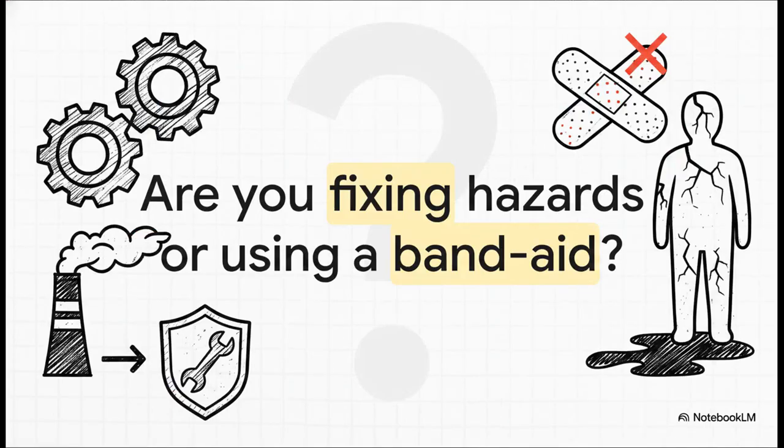Before we wrap up this explainer, I want to leave you with this provocative thought as you head back to your own factory floors. Look really closely at your current safety measures and ask yourself, are your controls actually fixing the hazard right at its source? Are you just putting a temporary Band-Aid on the worker and hoping for the best? True safety engineering eliminates the danger entirely.